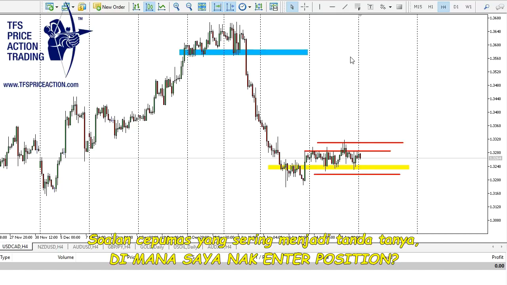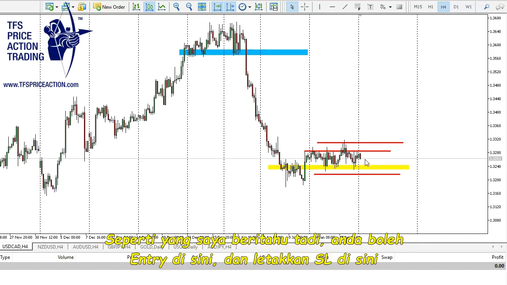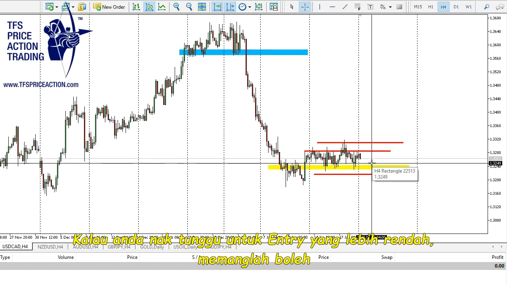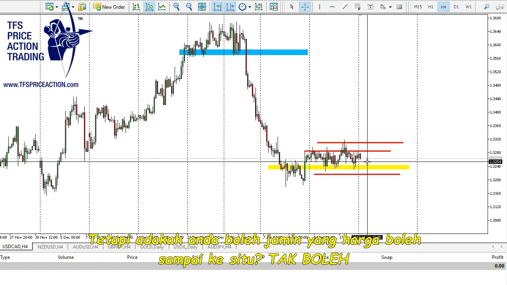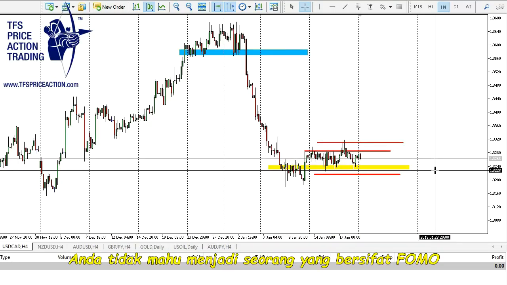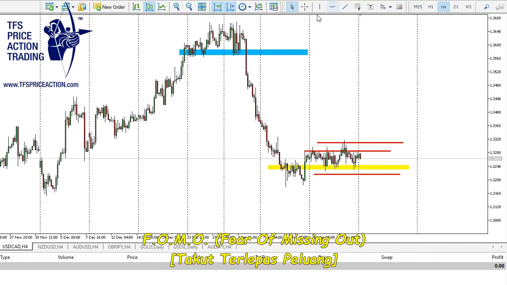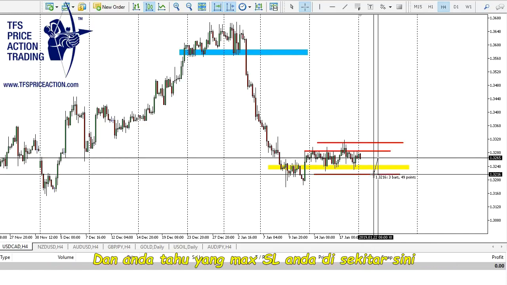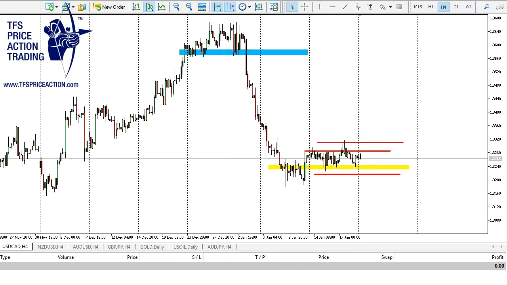The million dollar question is always, where do I enter my position? Like I said just now, if you enter your position here, your stop loss should be here. You can wait to enter your position here, but can you guarantee that the price will reach that area? You can't. You don't want to get into FOMO mode, fear of missing out. You're afraid that you miss out, so you just enter your position here, and you know that your maximum risk will be somewhere around here.